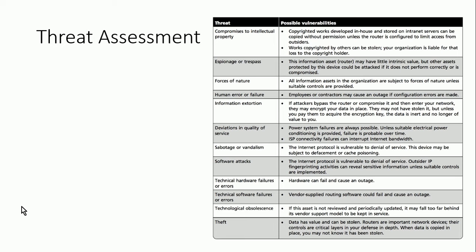So compromises to intellectual property, espionage or trespass, forces of nature, human error. These look familiar, right? So we already talked about threats in the previous unit. If you refer back to all the threats we talked about in the previous unit, when we're doing risk assessment, we want to look at all those threats and assess what is the likelihood of these threats and how would it affect all of these assets that we've identified.